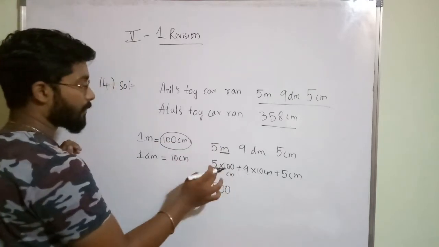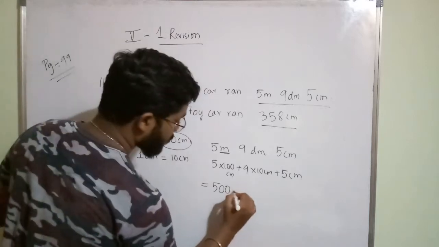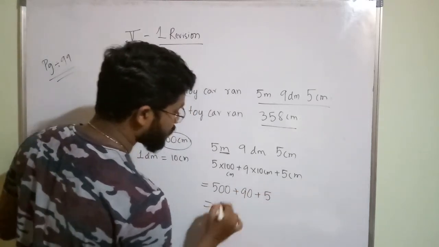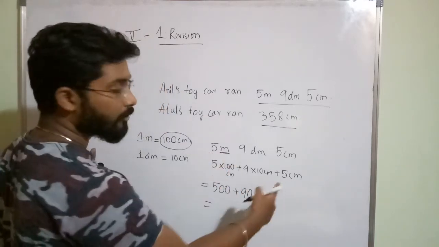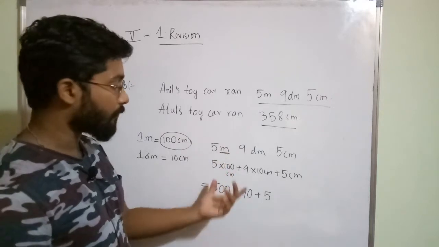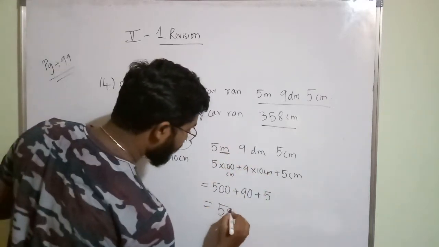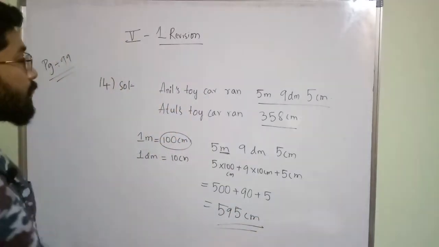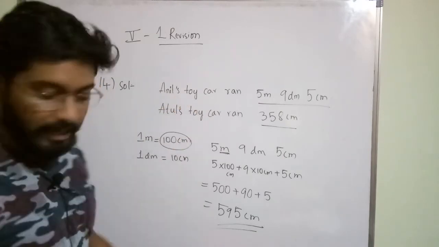5 into 100 centimeters, 9 into 10 centimeters plus 5 centimeters. This is 500, this is 90 plus this is 5. Total how much? All are in centimeters now. At that time only you can add. If all the numbers are in the same unit, only then can you add. This is 595 centimeters. Whose car? This is Anil's car. It ran how much? 595 centimeters.